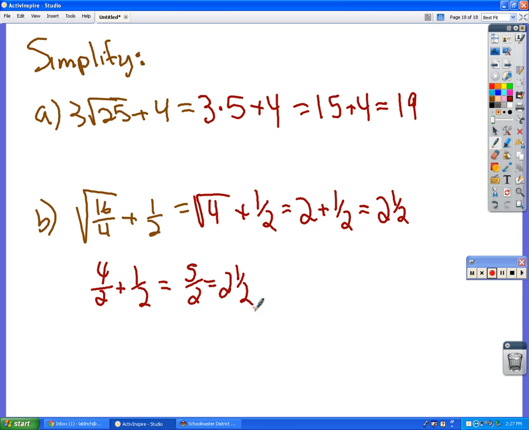Okay, where did I lose you? Do you understand the square root of 25 is 5? The square root of 25 is 5 because 5 times 5 is 25, right? So from here, what do you do first?